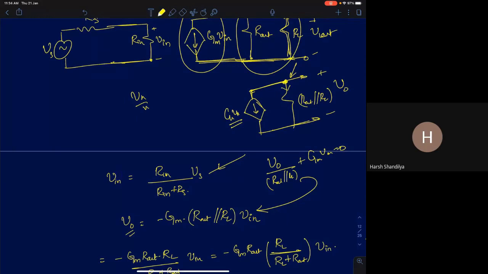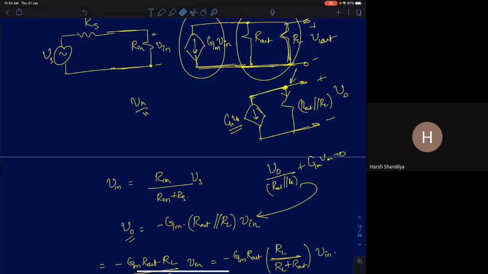Okay, but in this course, I don't expect you to write KCLs and KVLs and derive it, but intuitively you should directly see it in terms of currents flowing in circuits. You have a current of GmVn flowing in this direction. I can then simply replace this with a current minus GmVn flowing in this direction.